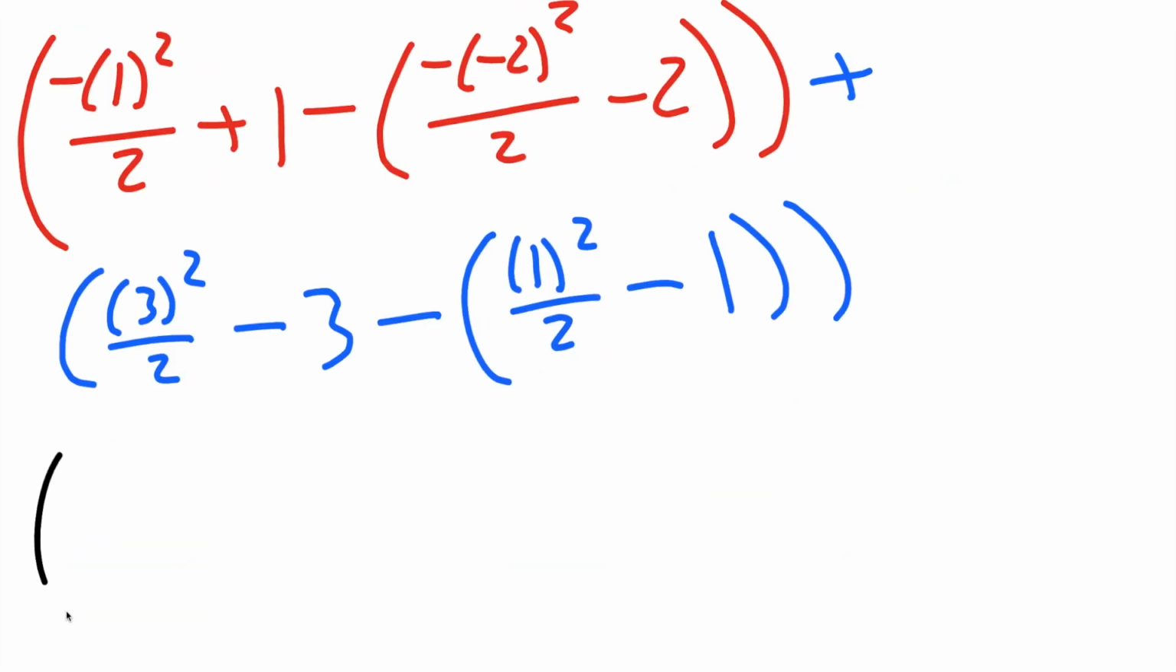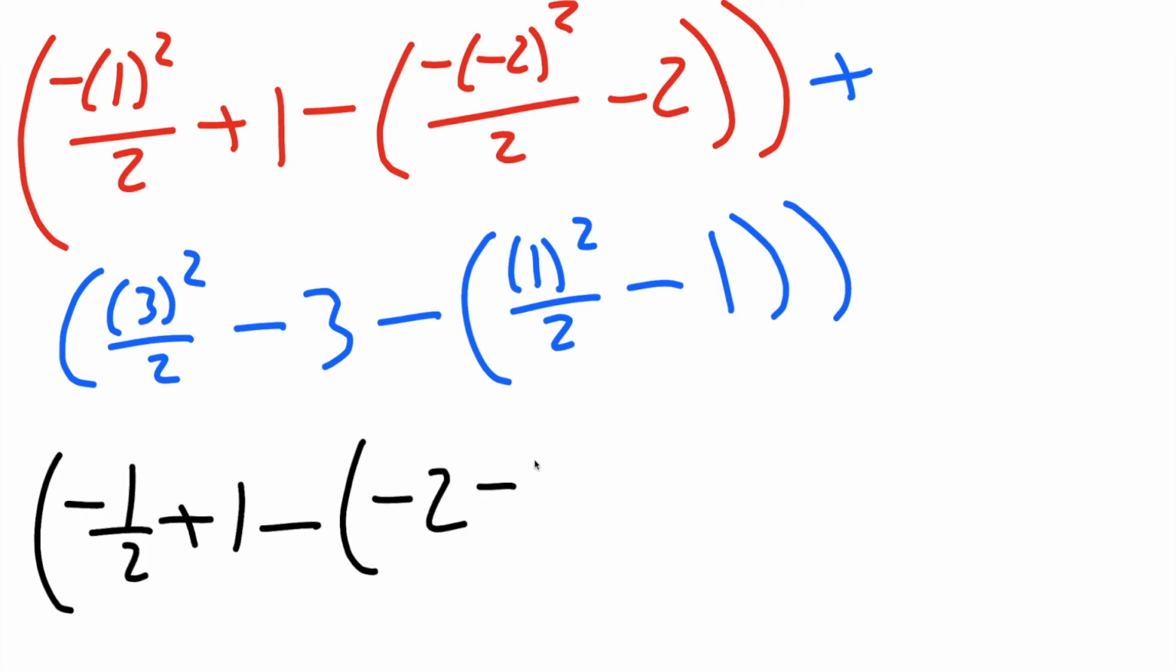So now we can calculate. Negative parentheses 1 squared, so 1 squared is 1, so we get 1 divided by 2 is 1/2, so we have negative 1/2. So negative 1/2 plus 1 minus parentheses, so negative 2 squared. Negative 2 times negative 2 is positive 4. You have a negative in the front, so you have negative 4 divided by 2 would give us a negative 2 minus 2, close parentheses. I'll do the other in another color, so plus parentheses.